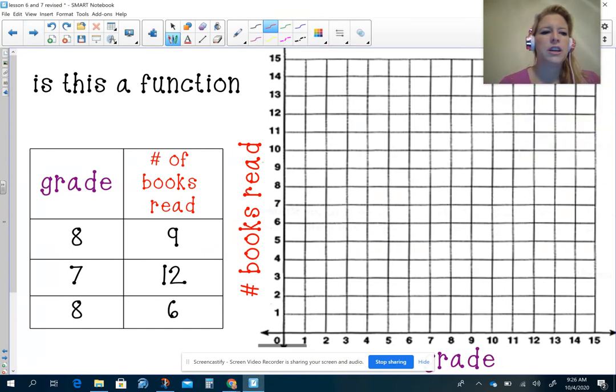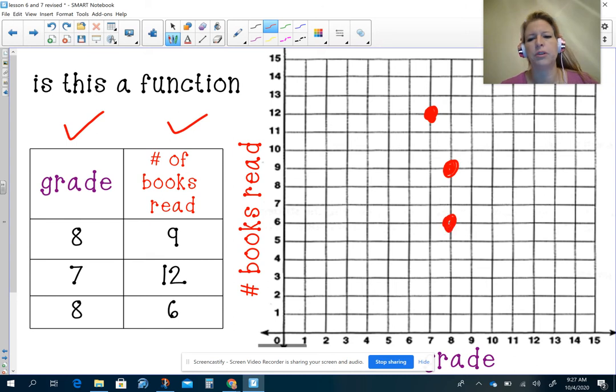So here we have grade and the number of books we read. I wanted to give you a real life scenario in your head to visualize what makes a function a function. So let's go ahead and graph this. 8th grade, you read 9 books. 7th grade, you read 12 books. And then 8th grade, again, you read 6 books.